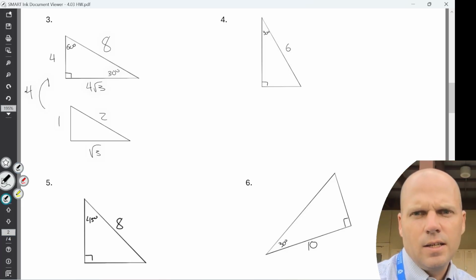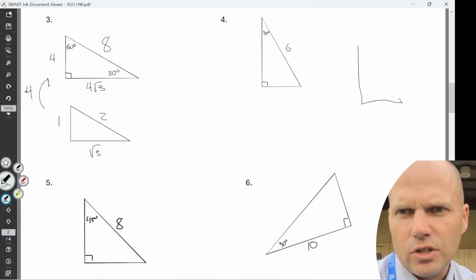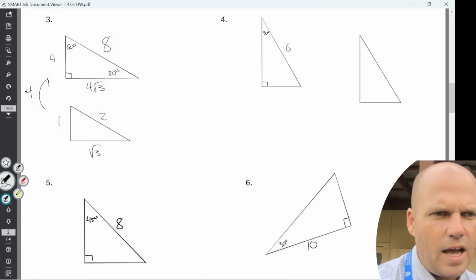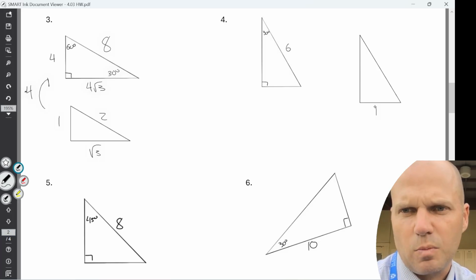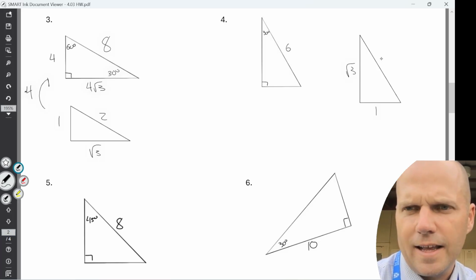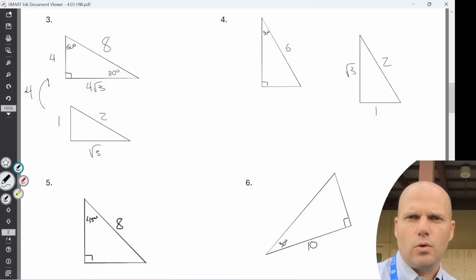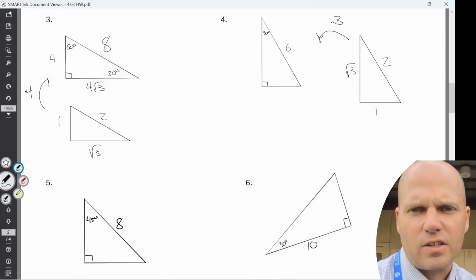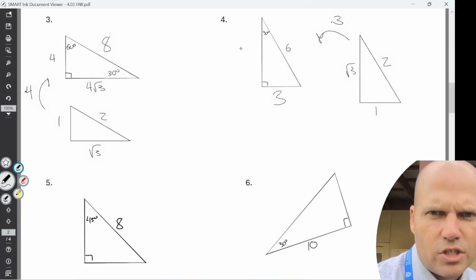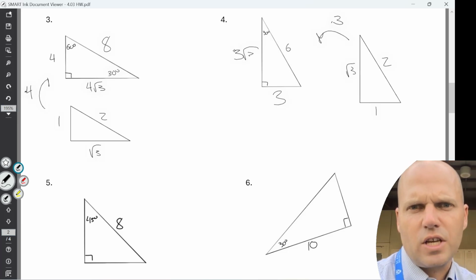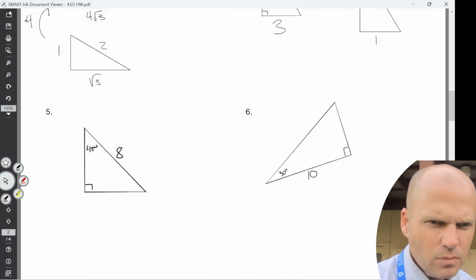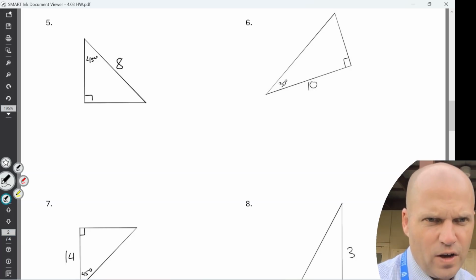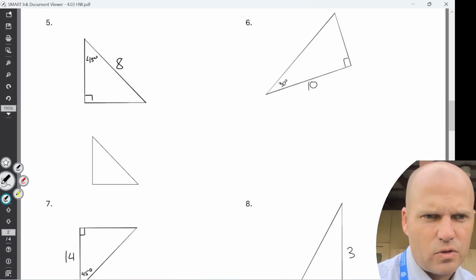Okay, this 30, 60, 90 triangle, this taller orientation. Well, I have my 30, 60, 90 triangle with a small, a medium, and a large of 1, root 3, and 2. I can see the hypotenuse is 6, so that's a scale factor of 3. So that means my short side is 3, my medium side is 3 root 3. Next, a 45, 45, 90 with a hypotenuse of 8.